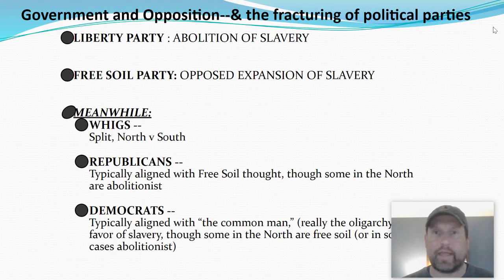The big time slave holders that, when we are conjuring up the image of these Southern plantations, make up a percentage in the single digits of those in the South, and certainly less than that when we consider all of the American population. Again, though, the Democrats also are somewhat split. Some in the North are probably free soilers, maybe fewer than that abolitionist, but Democrats are typically in one fashion or another a pro-slavery party at this point in American history.